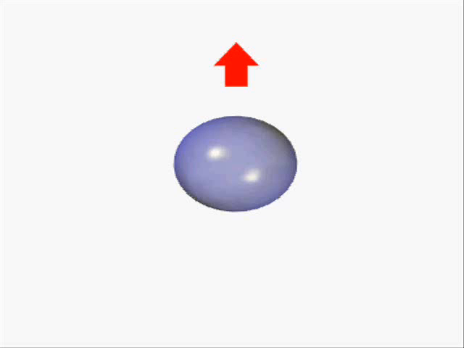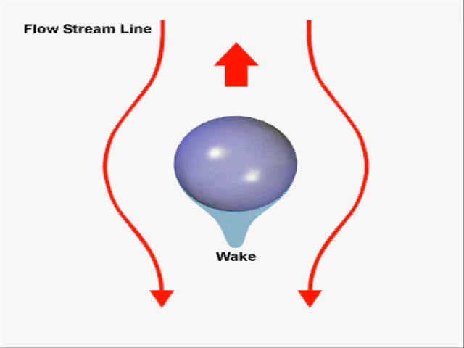As a bubble rises, it causes pulp to flow around it and a wake to form behind it. This is represented by flow stream lines. This flow will tend to deflect particles and reduce the probability of collision.